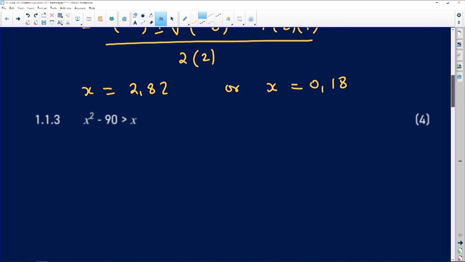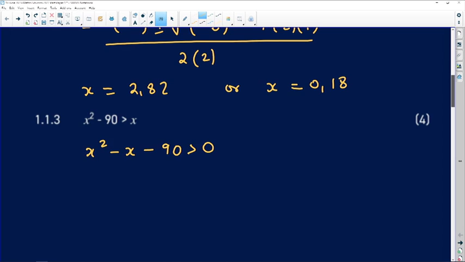We still have to solve for x, but this one is an inequality because of the fact that we've got the greater than symbol in our question. All right. Now we're going to first of all try and write this in standard form. So I'm subtracting x on both sides. That's going to leave me with x² - x - 90 is greater than 0.